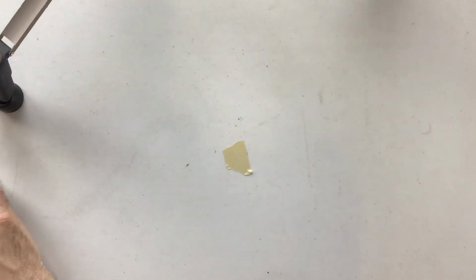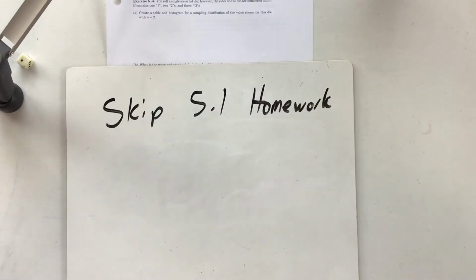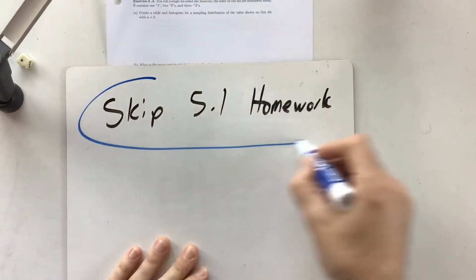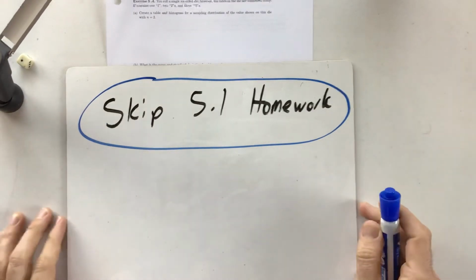We have some homework for sampling distributions. So here it is on our notes. I'm going to tell you something that you're going to like about that homework. We're going to skip it. So skip section 5.1 homework. That homework is interesting, and if you want to do it for your own benefit, that's perfectly fine.